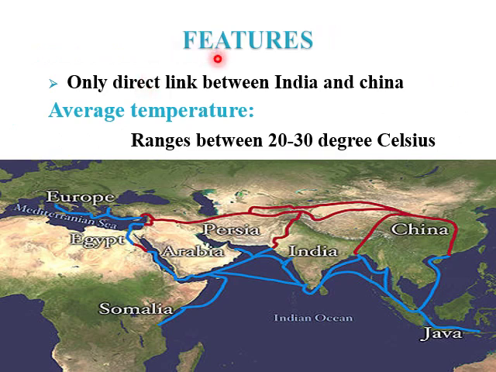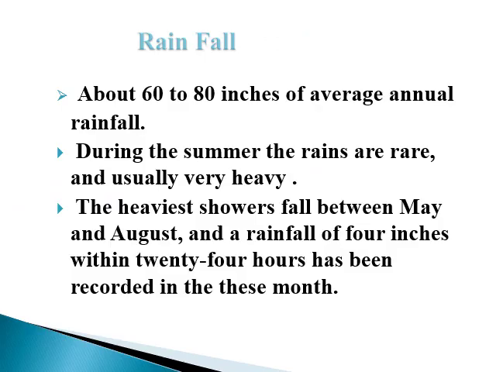If we talk about the physical features of this region, the physical features are directly linked between India and China. The average temperature of this region is about 20 to 30 degrees Celsius all over the year. If we talk about the rainfall, there is about 60 to 80 inches of average annual rainfall in this region.